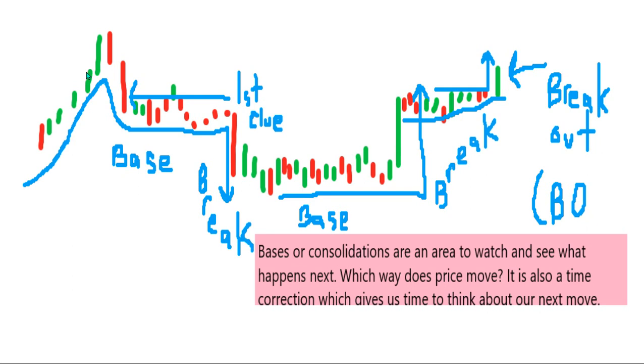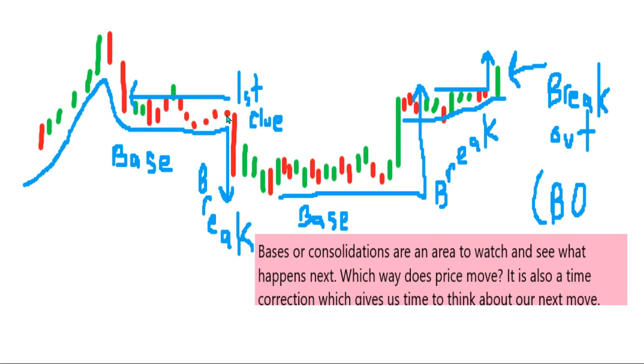A base is also a time correction versus a price correction, which gives us time to think about our next move. So you can see here as prices came up, and then you had this extended green candle, and then a range expansion red candle, and then a large red candle into a sideways base or a sideways trend in the short term. So you can see where prices were moving up and then they pulled back in price and now they're consolidating sideways. So if this was a daily chart, this would be, let's say, about 10 days worth of correction.